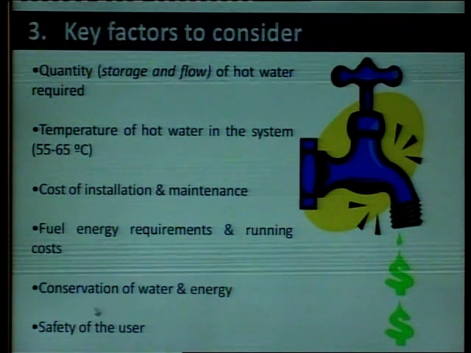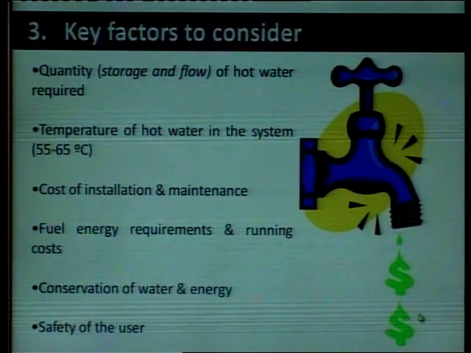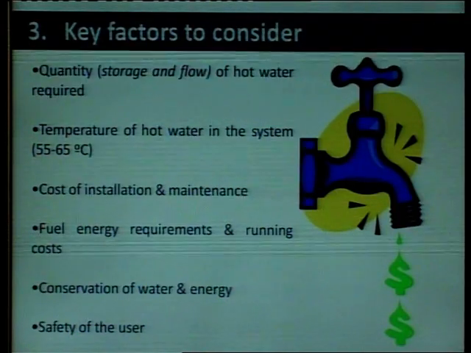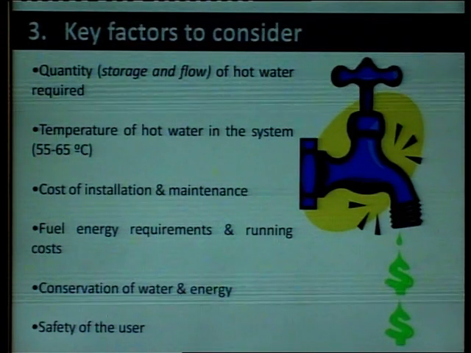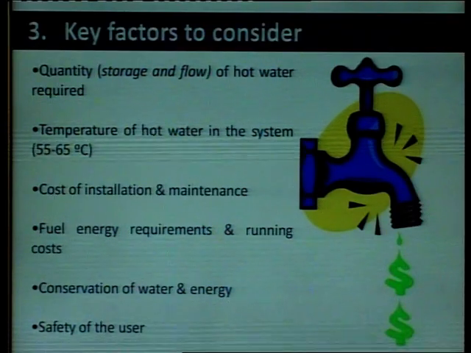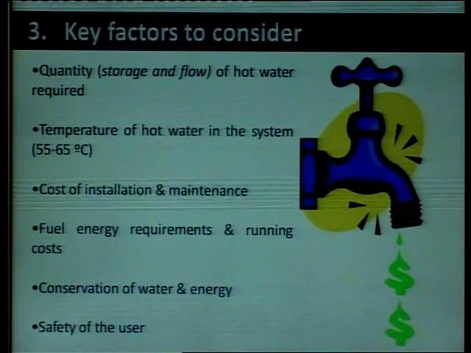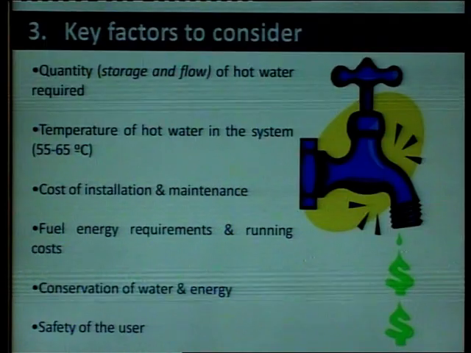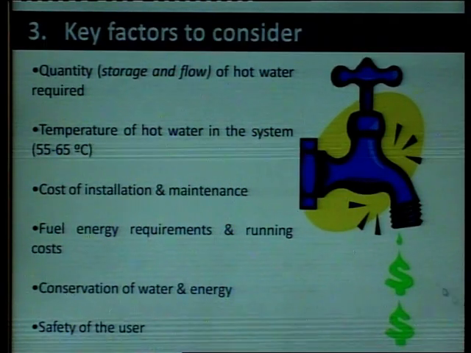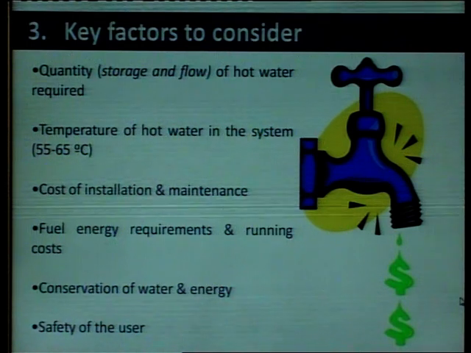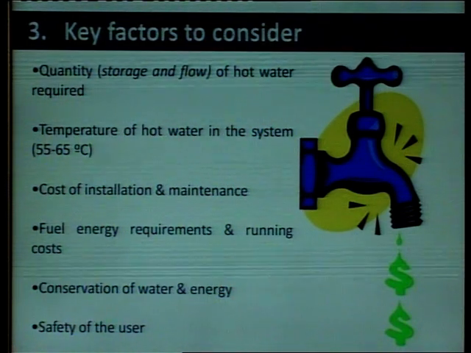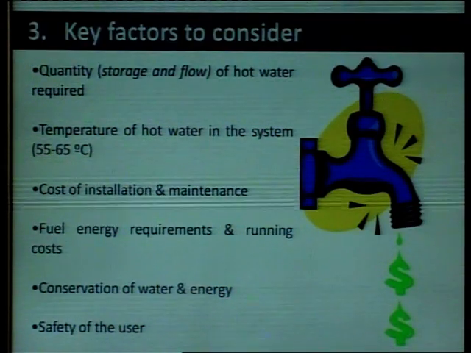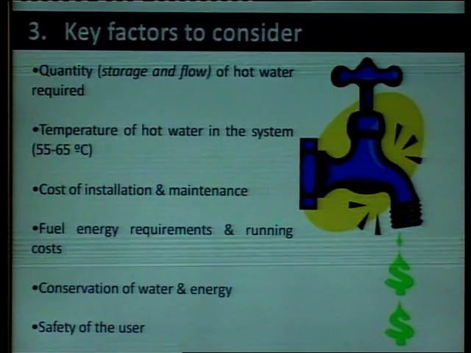And then of course, conservation of water and energy is one of the key factors to be considered, and also the safety of the user. The system should be designed in such a way that at all times the user of the system is safe. Like for example, if I touch the tap and the water gets hot, obviously there will be a thermostat when we are talking of this range of 55 to 65 degrees. So, at 65 degrees and above, there would be a thermostat, it would cut off further heating, or even if heating is happening at the supply end, the water would not be more than 65.